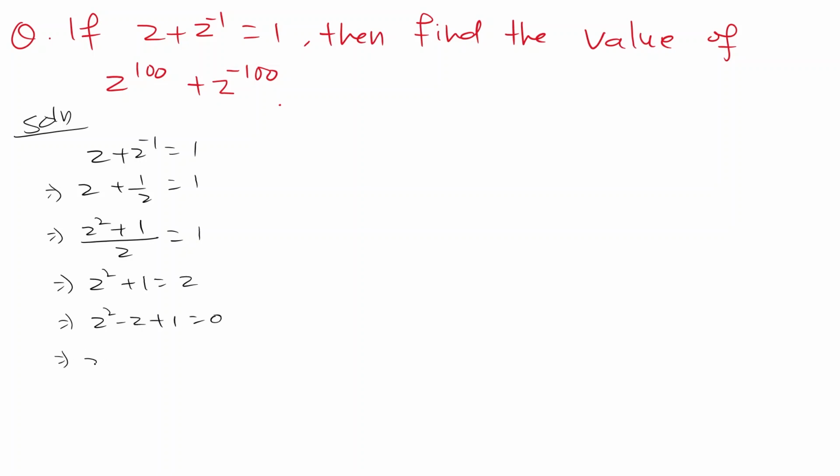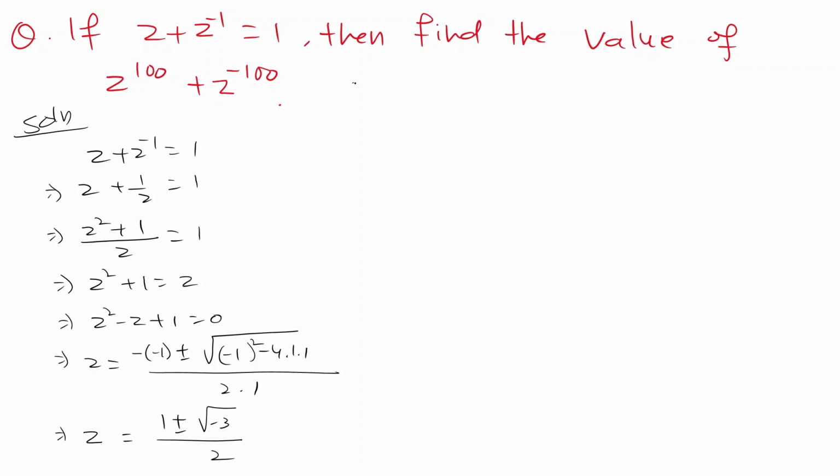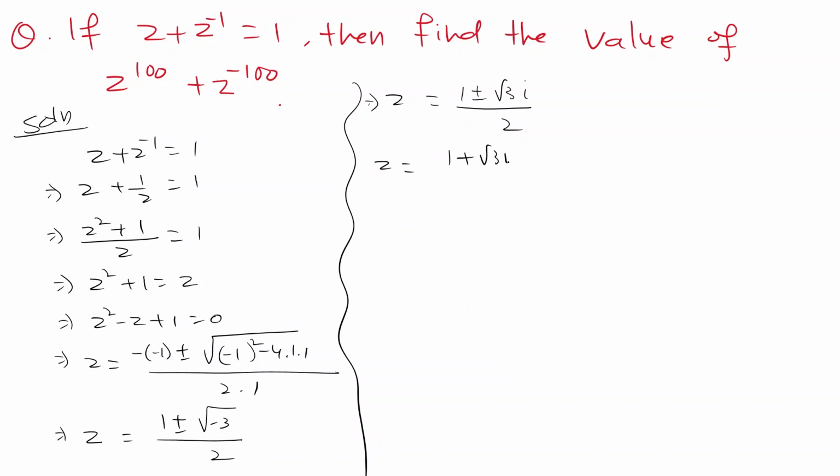Again apply the quadratic formula, so z is equal to minus b plus minus root of b square minus 4ac by 2a. So z is equal to 1 plus minus root of 1 minus 4, that is minus 3, by 2. So z is equal to 1 plus minus root 3 iota by 2, right? So we have z is equal to 1 plus root 3 iota by 2 and z is equal to 1 minus root 3 iota by 2.